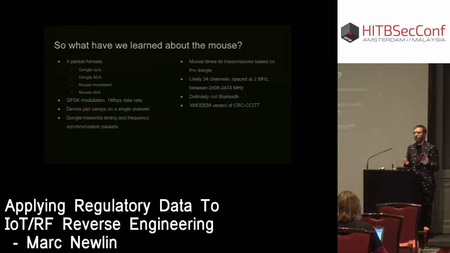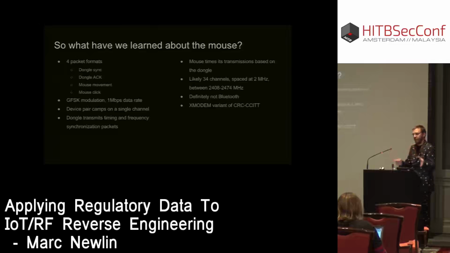So now we have a fairly good model of both the packet and payload formats and protocol of this particular mouse. So we know we have 4 packet formats. We know we have the dongle sync packets. We have the ACKs. We have movement, click, and scroll packets. We know it's GFSK modulated at a 1 megabit data rate. We know that it camps on 1 channel. In this case, the other mouse camped at, I think, 2420 megahertz and never changes. So it appears that for the lifetime of the devices, they're likely at the same channel.